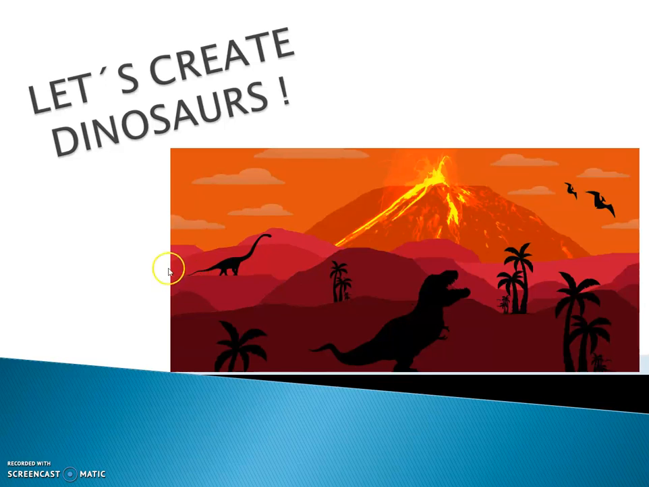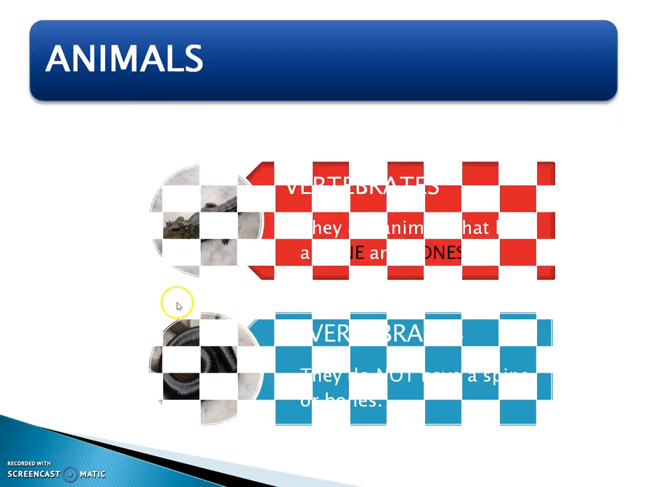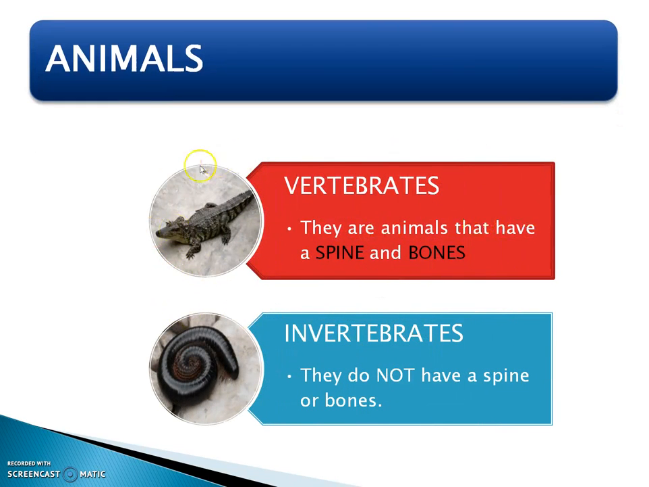Let's create dinosaurs. First, we are going to study some characteristics of the animals. We are going to make two big groups of animals, which are vertebrates. They are animals that have a spine and bones, and invertebrates. They do not have a spine or bones, like this worm.